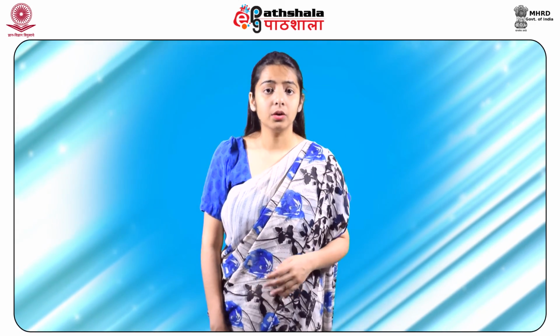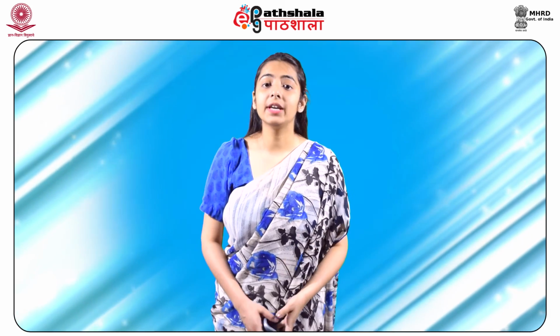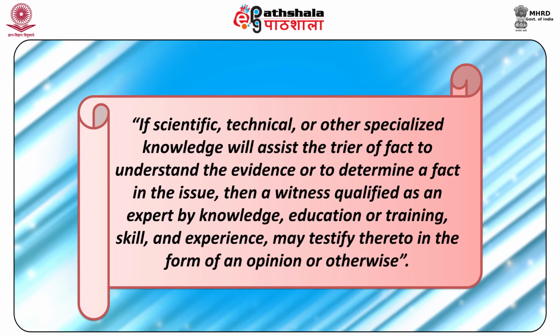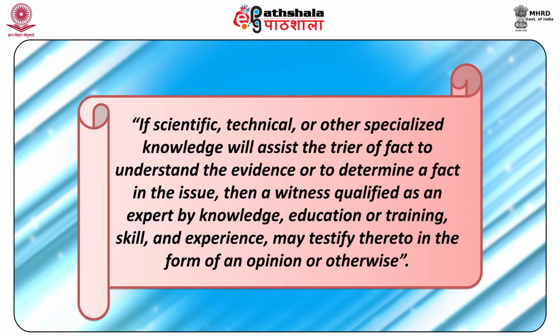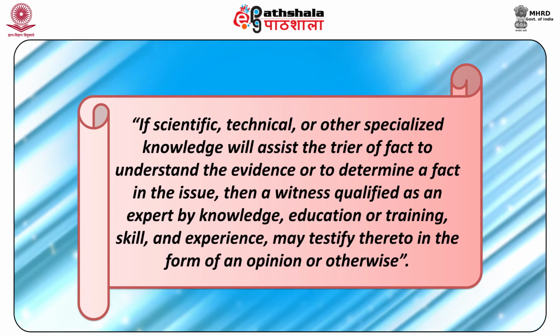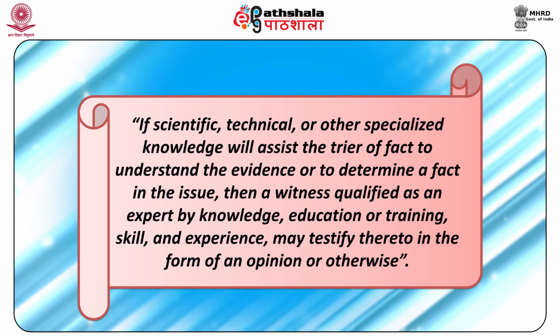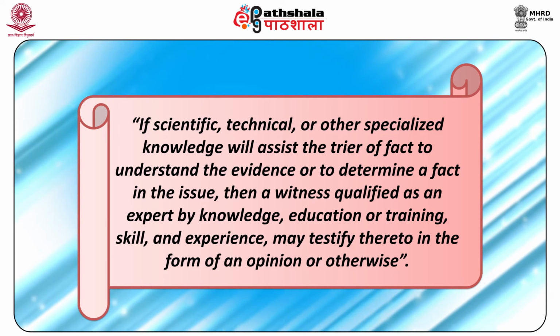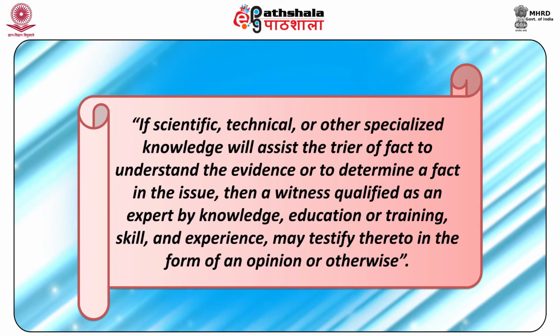Now, let me tell you something about the Federal Rule 702 of Evidence. In 1975, after Frye, the US Federal Rules of Evidence were promulgated to guide criminal and civil litigation in the federal courts. The first version of the Federal Rule of Evidence was framed as: if scientific, technical, or other specialized knowledge will assist the trier of fact to understand the evidence or to determine a fact in issue, then a witness qualified as an expert by knowledge, education or training, skill and experience may testify thereto in the form of an opinion or otherwise.